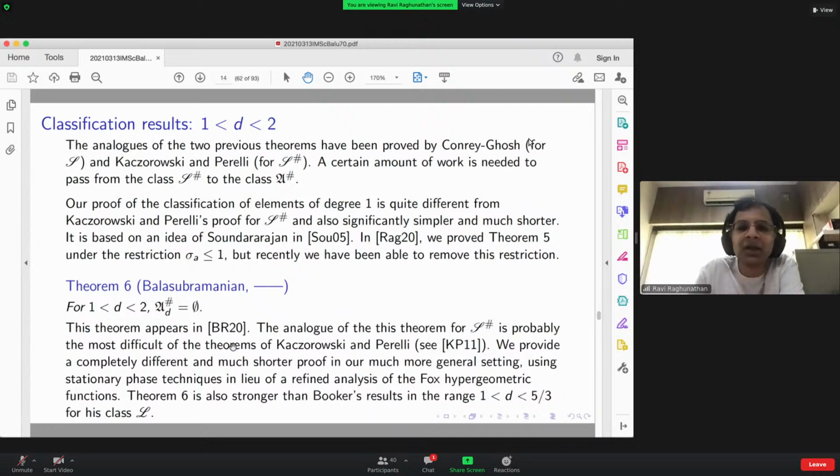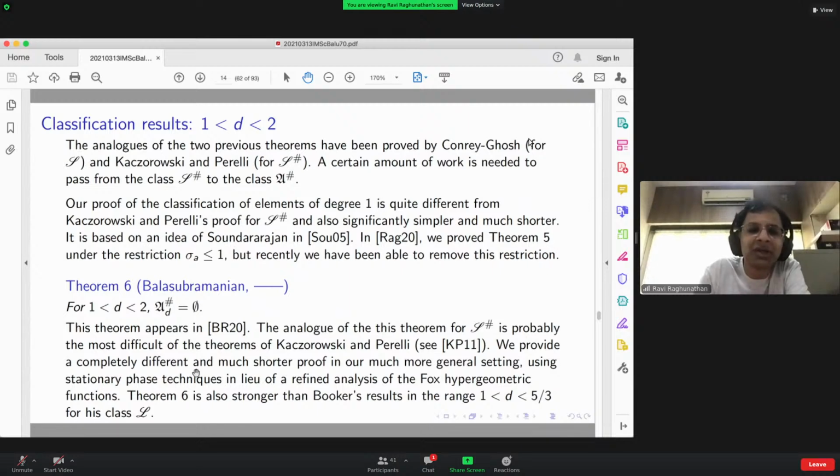It's on the arXiv. But the analog of this theorem for the extended Selberg class is probably the most difficult of the theorems of Kaczorowski and Perelli, right? We provide a completely different and much shorter proof in our much more general setting using stationary phase techniques in lieu of the refined analysis of the Fox hypergeometric function. So again, the starting point is Soundararajan, but we have to go significantly further, right? So we are able to use Soundararajan's transform, as we will see, to prove this theorem.